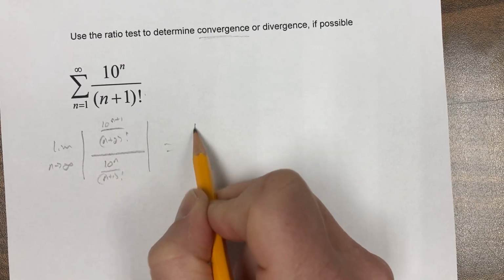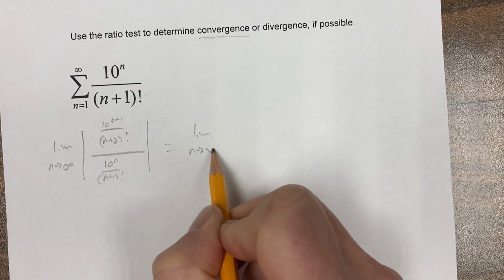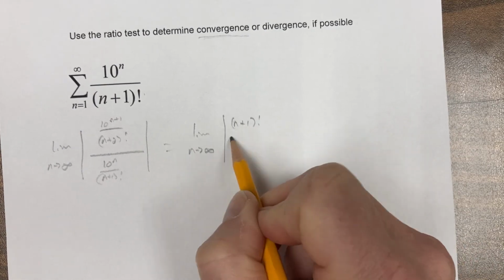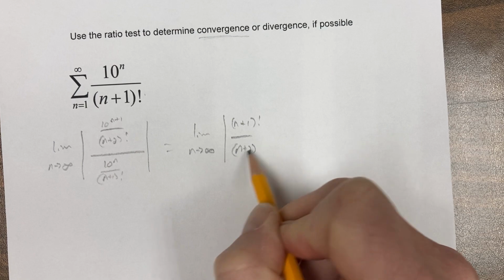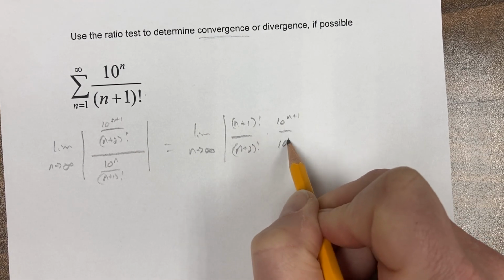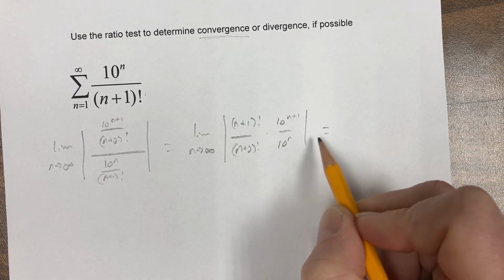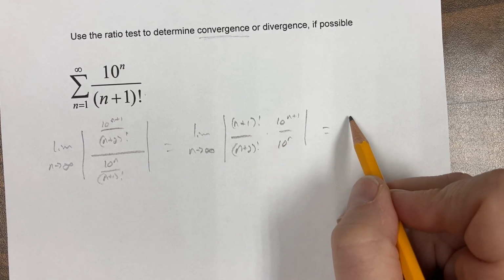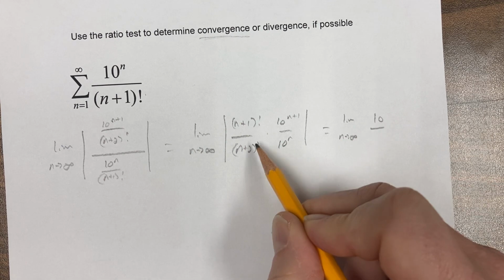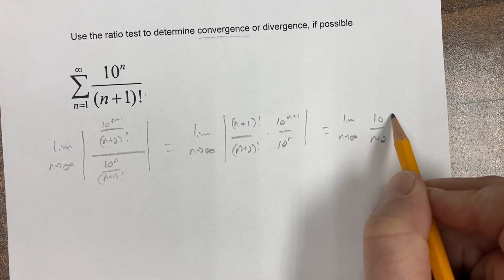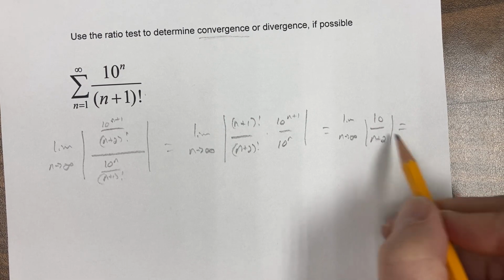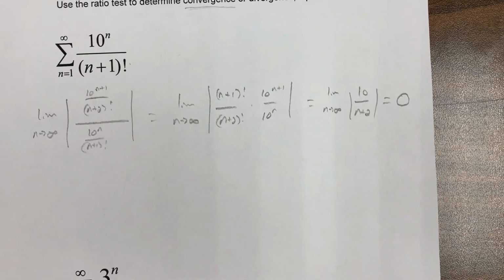If we do some flipping, we're going to get (n+1)! over (n+2)!, and then we're going to get 10^(n+1) over 10^n. On the top will be that extra 10, and on the bottom will be this n plus 2. So if we let n get bigger and bigger, this is going to go to 0.